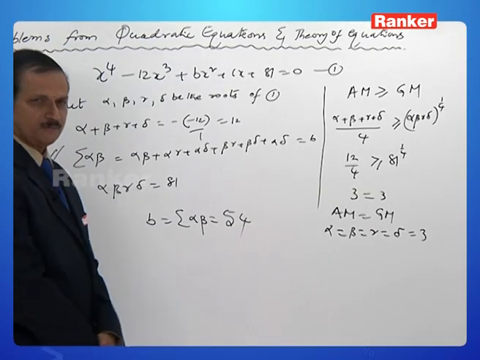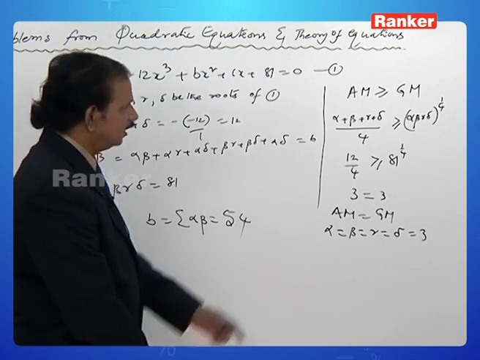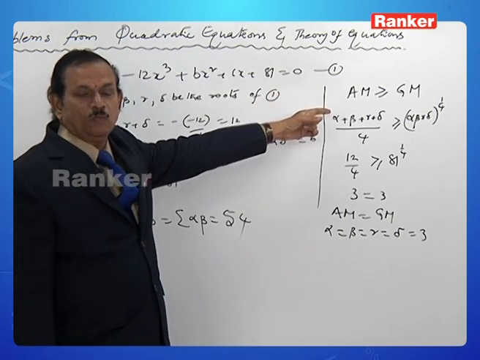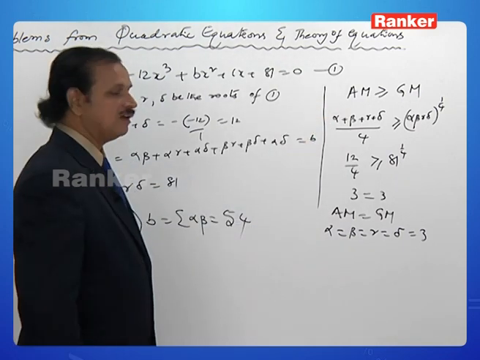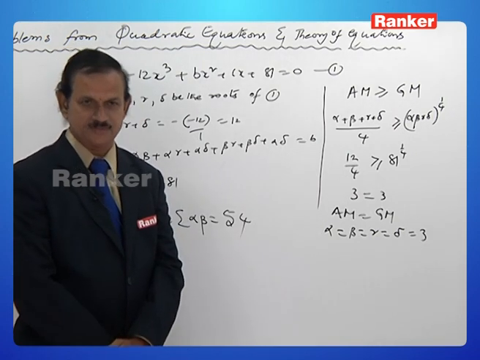The crucial point we could have made use of in this solution is AM greater than or equal to GM. Why are we able to use that? Because all the roots alpha, beta, gamma and delta are positive, given to be positive.